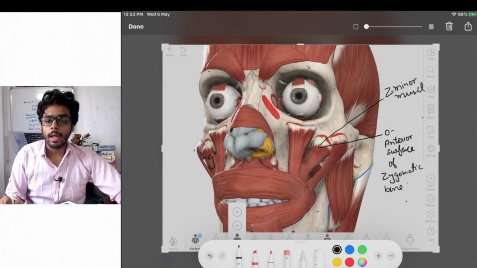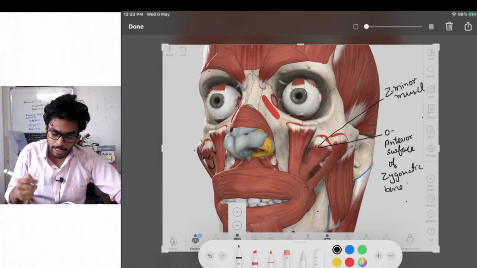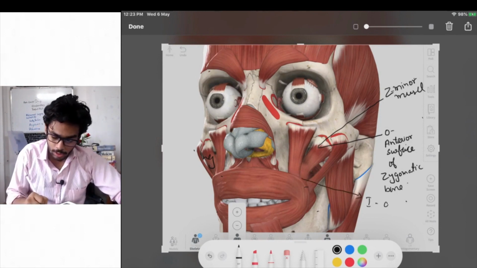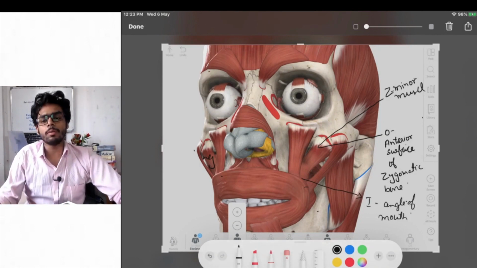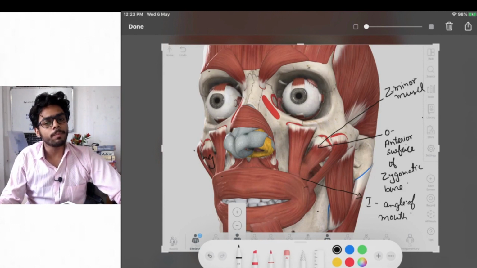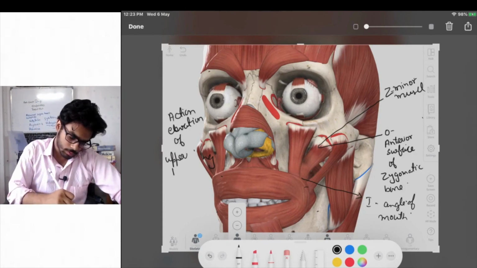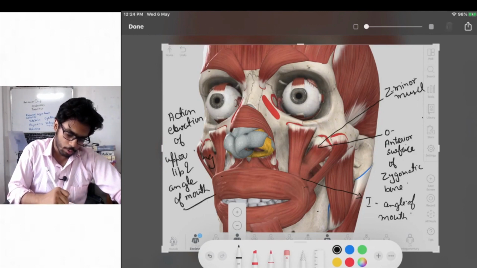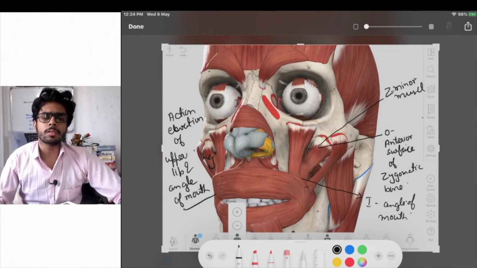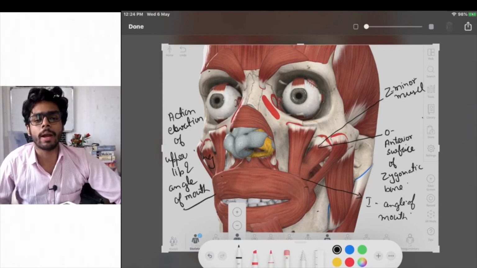And where is it inserting itself? Insertion is the angle of the mouth, and the action will be elevation of the upper lip and the angle of the mouth. Am I clear? So this was the intro or the description of the zygomaticus major and zygomaticus minor muscles.